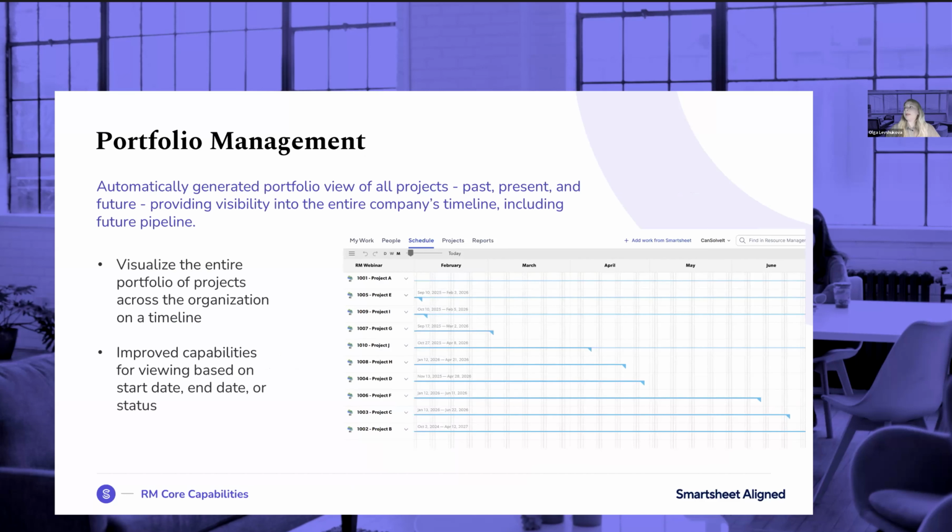Portfolio management. I would say it's finally visibility. On one screen, you can see everything. You can see the timeline across all of your projects, not just one, not two. You can have the pipeline visibility. You can see what is coming next. You can predict what will come next and what will be the demand for it. You can use the start and end dates. You can use statuses and filters in this view.